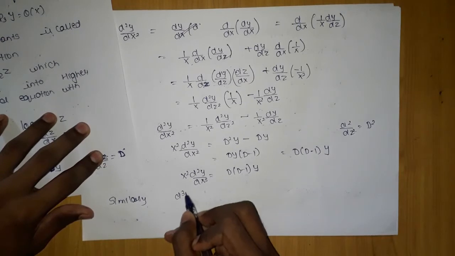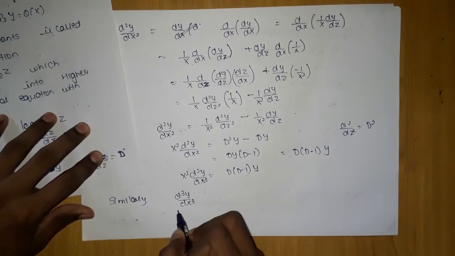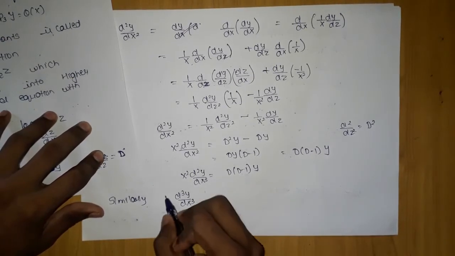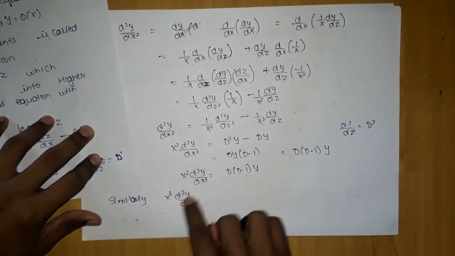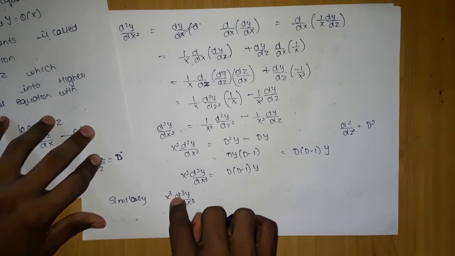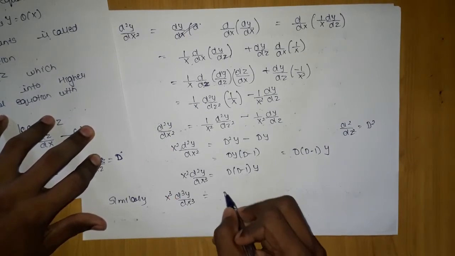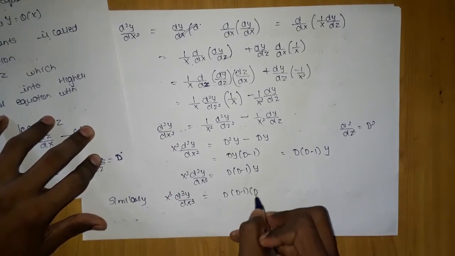you can get the value of d cube y/dx cube, which will be, here x cube will appear. If you try to get this value, you will get this x square attached, and if you try to get this value, you will get this value attached. So its value is nothing but D into (D minus 1) into (D minus 2), similarly.